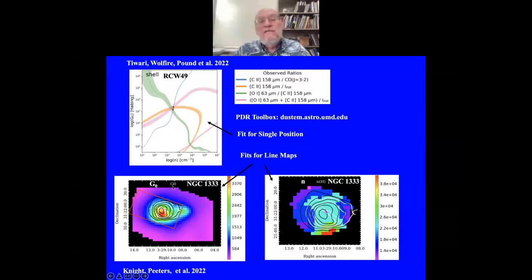We can also get independently maps for the UV field and the density. These come from your line intensity maps. And this is an example from Knight and Peters et al. for the reflection nebula NGC 1333. And this used FIFI-LS data. Again, Mark's going to show you how to do that.